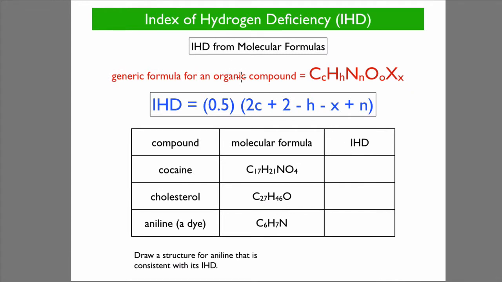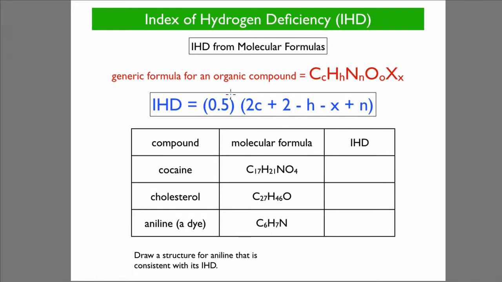It gets a little bit more complicated than that, but there is a generic formula for an organic compound, and you can see here it's a bit long-winded. Little c stands for how many carbons, H how many hydrogens, N for nitrogens, O for oxygen, which doesn't really matter, and X for halides.